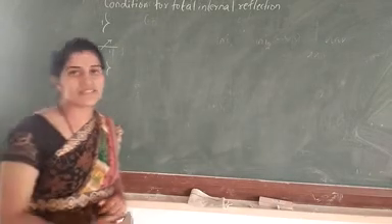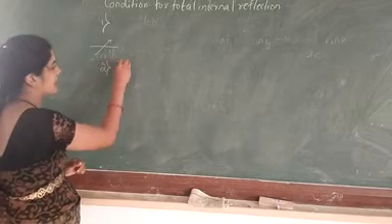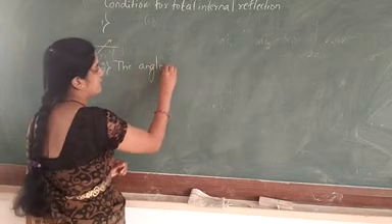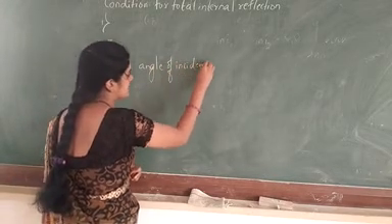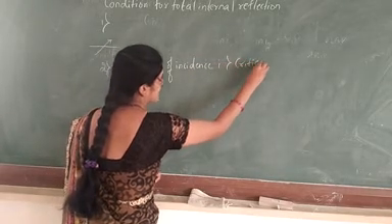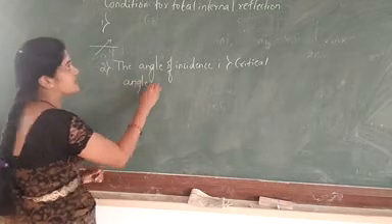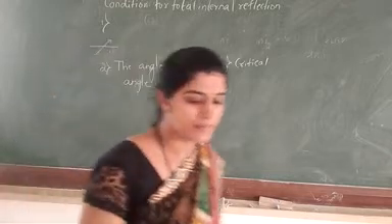Now the second condition: we have said that I is greater than C. Here the angle of incidence I is always greater than the critical angle. These are the conditions for total internal reflection.